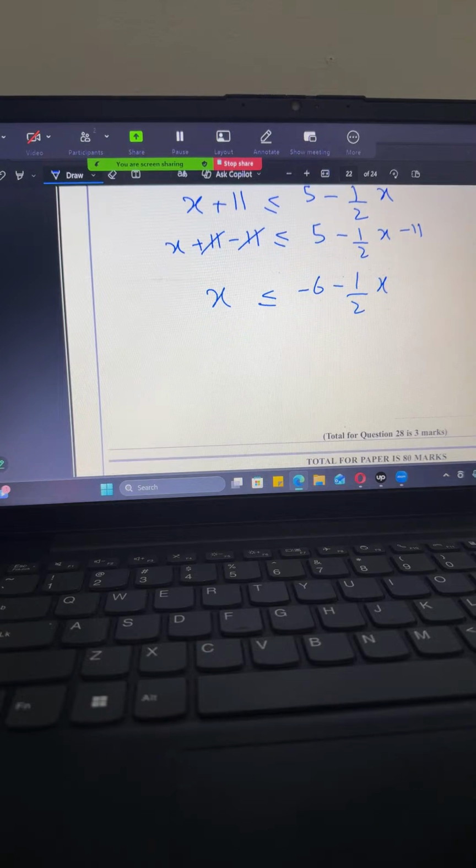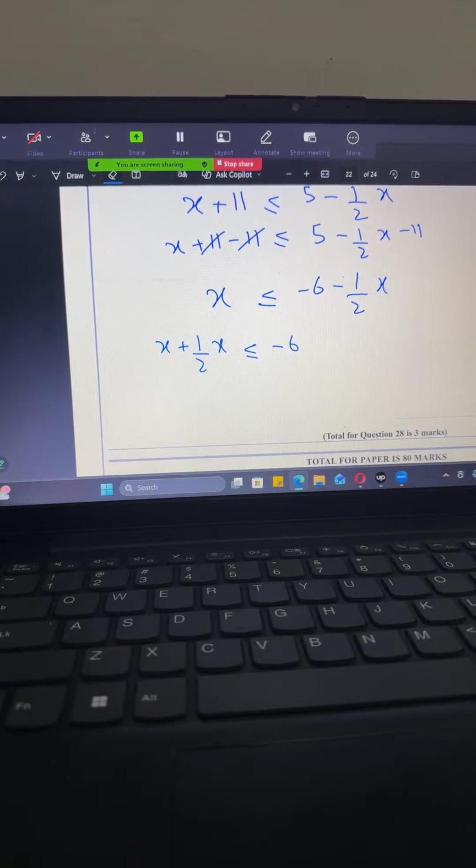Right, so we added by 6. No, we add by 1 over 2x. Okay, so I am writing it like x plus 1 over 2x is less than or equal to -6 minus 1 over 2x plus 1 over 2x. Do you remember this rule? Yes. So here this and this cancel out, right? We are just left with -6, right?